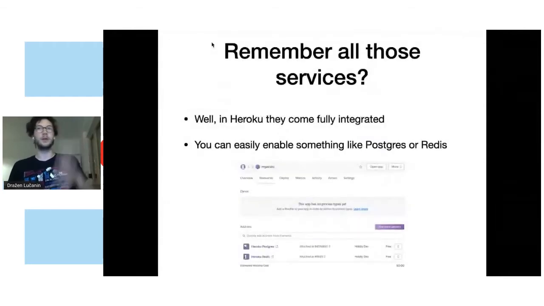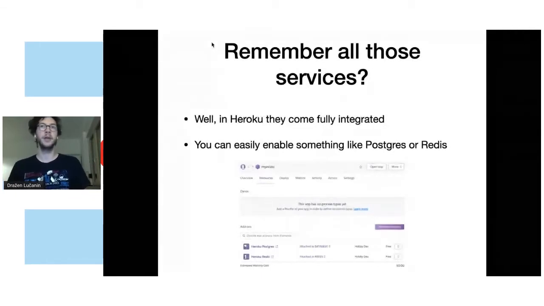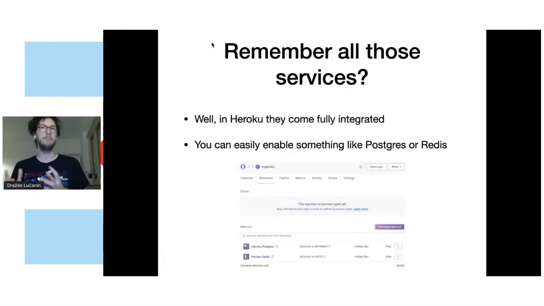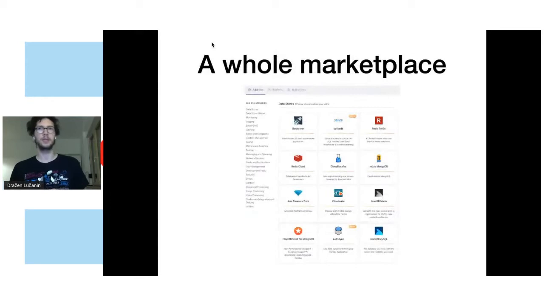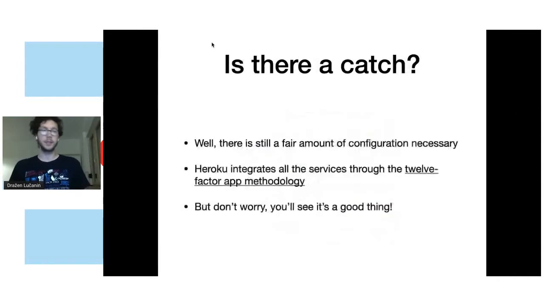So remember all those services that we had to painstakingly set up on our own and maintain later on. Well, in Heroku, they just come built in. If you need something like Postgres or Redis, you can install it as a plugin, and it's just connected to your app. There's even a whole marketplace of these services you can use. Later on, when you need Elasticsearch, maybe for full text search, as I needed to add in one of my recent projects, you can just dig through this app store, find the service you need, and enable it. Is there a catch?